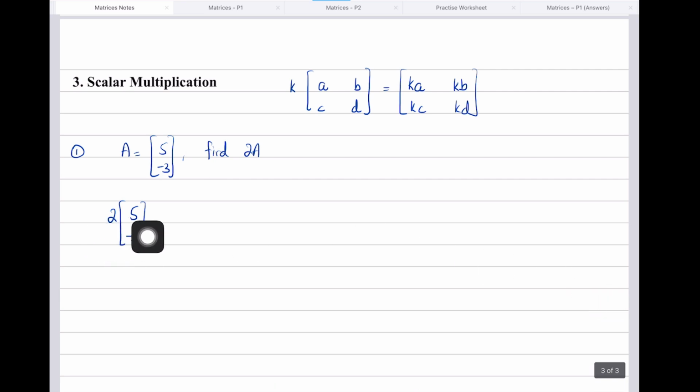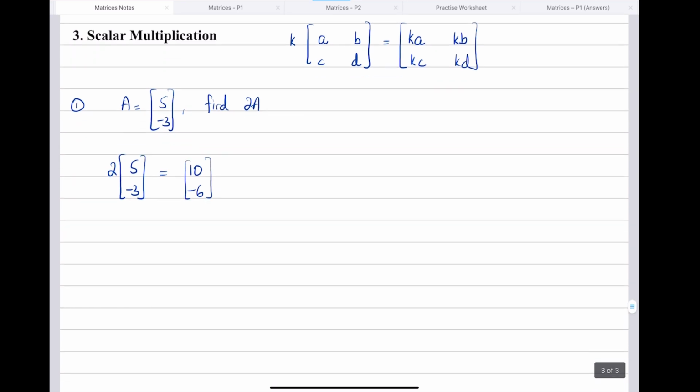So this 2 will be multiplied by the first element, 5, as well as the second element, which is minus 3. Do not treat it as a fraction, so that you only end up multiplying 5 and 2 together. You have to multiply 5 by 2, which gives you 10, and also 2 by minus 3, which gives you negative 6. So this is what scalar multiplication looks like.